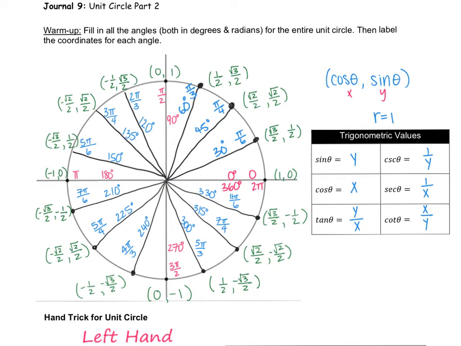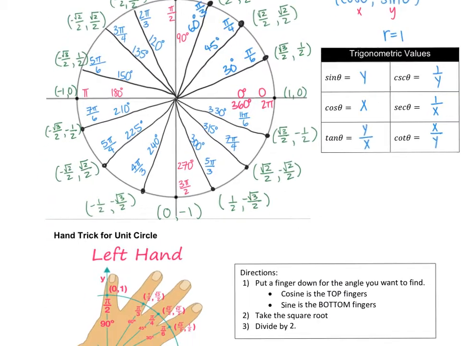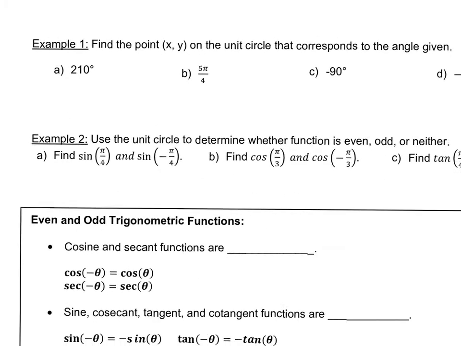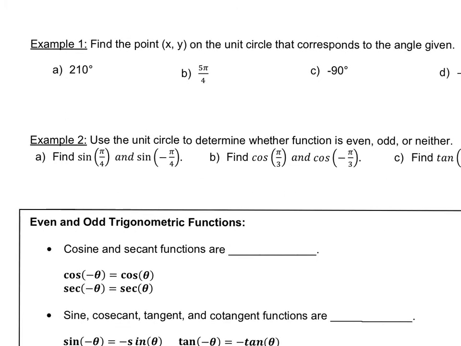So in the last video, we talked about building the unit circle in the first, second, third, and fourth quadrant. So now we're going to utilize this information to answer the questions in the examples below. So I'm going to turn this down to example 1 here. For example 1, it's asking you to find the coordinate points for the given angle.